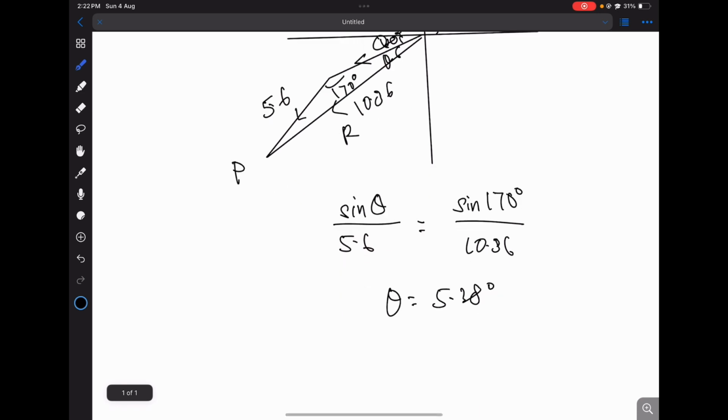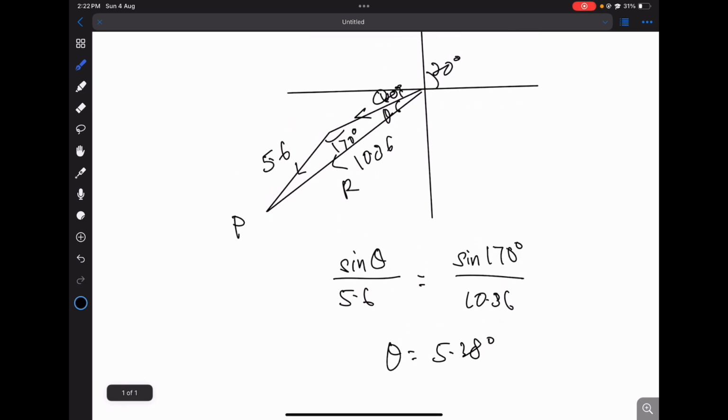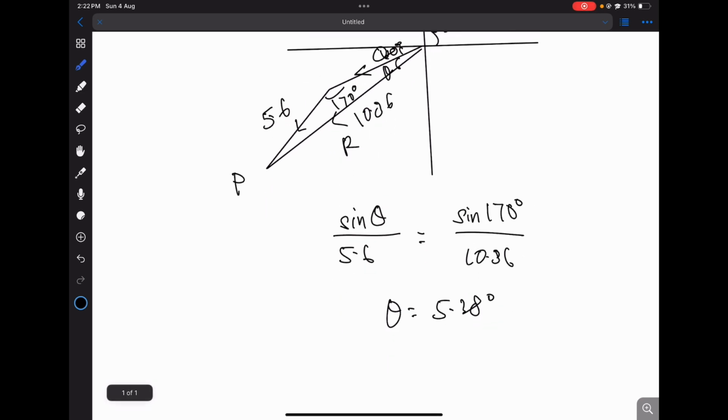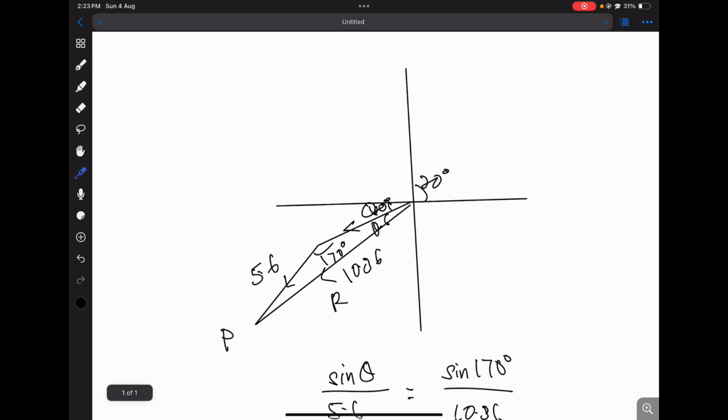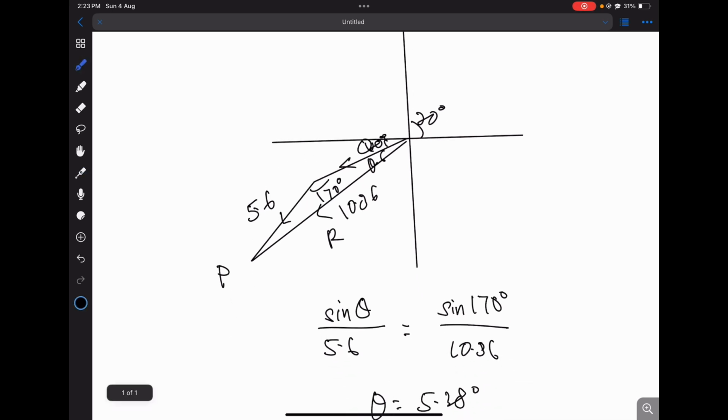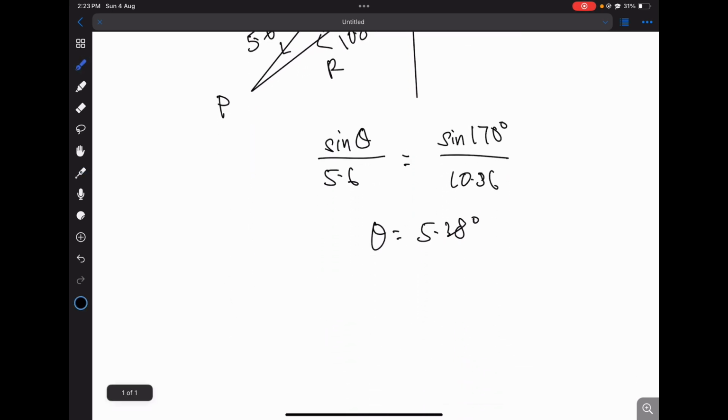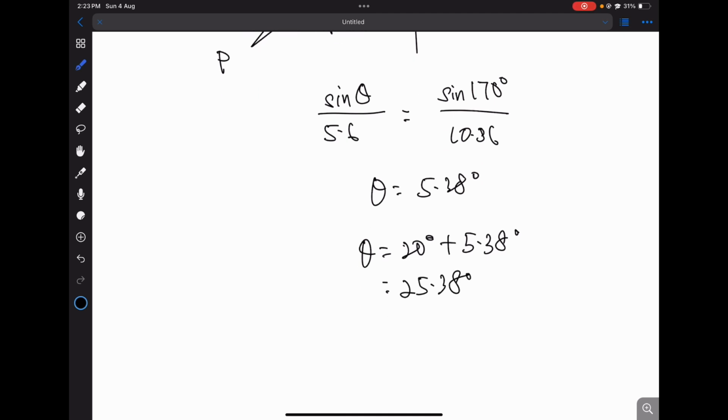To find the direction of vector R, we should add the 20 degrees as well as theta. So the direction of vector R would be theta equals 20 degrees plus 5.38 degrees equals 25.38 degrees.